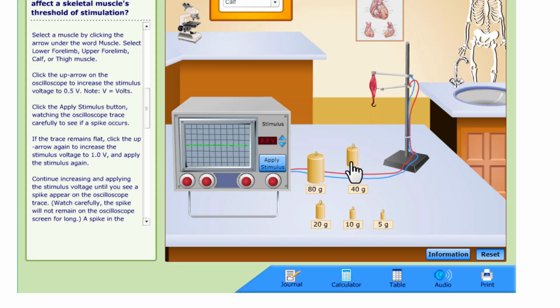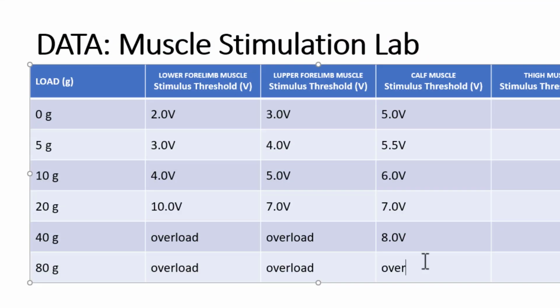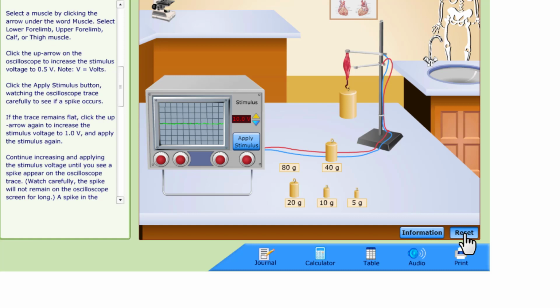Let's try the 80-gram weight. We have maxed out our oscilloscope and still have not seen a muscle twitch. Let's record our data. Here, we have reached the point of overload. We have one more muscle to try. Let's reset our experiment again and choose our final muscle. This time we choose the thigh muscle.